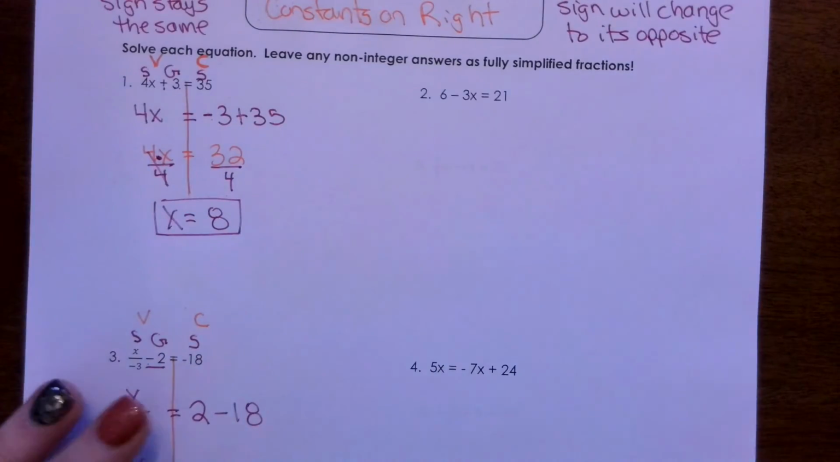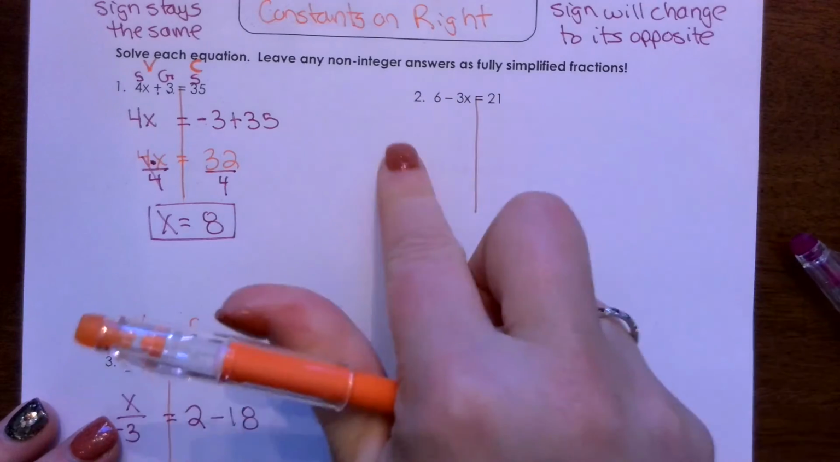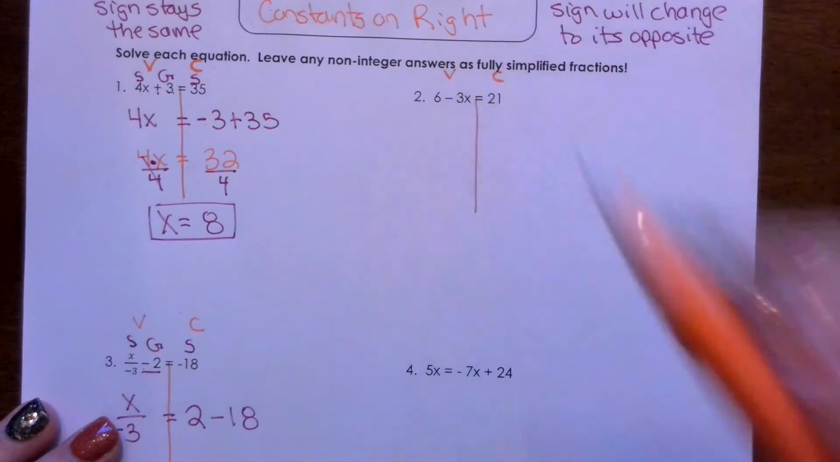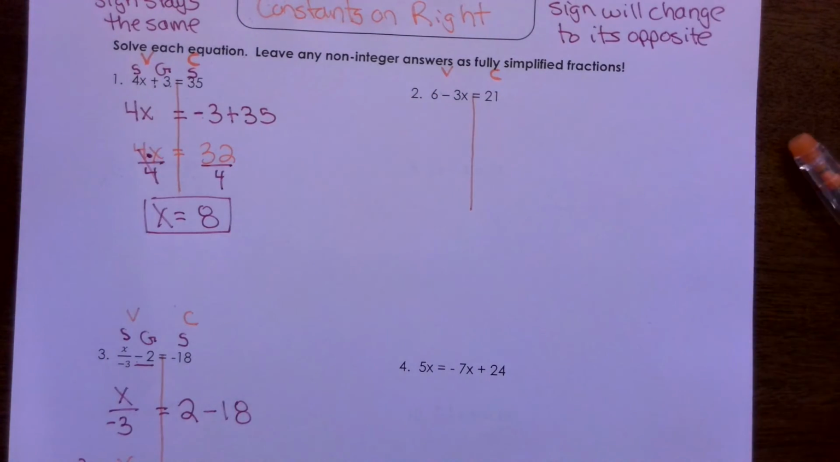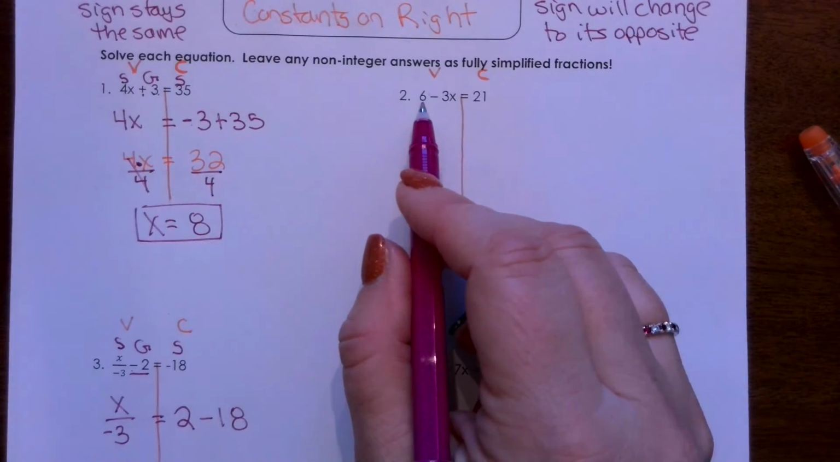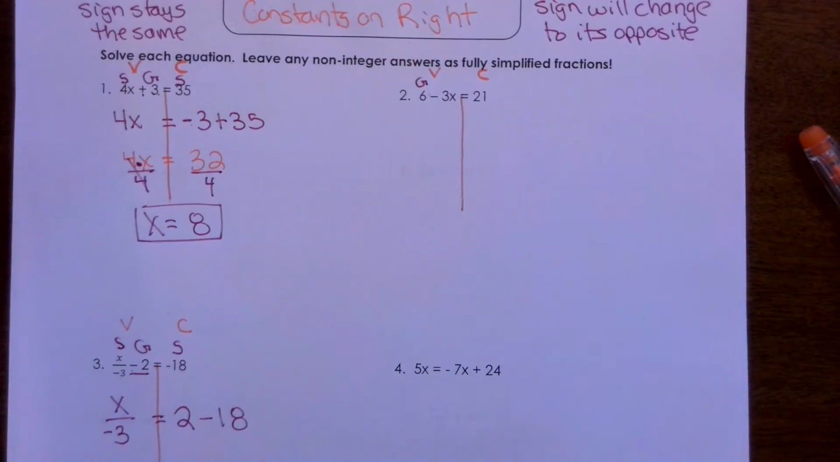Okay, we're going to look at number 2. Go through this. I'm going to divide my equation left to right. I want my variables on the left, my constants on the right. Now I'm going to determine if the terms stay or go. This is a constant, 6. It's on the left. I want it to go to the right.